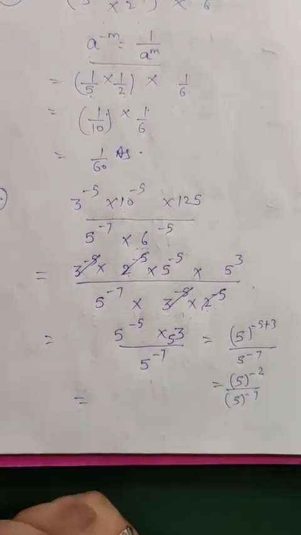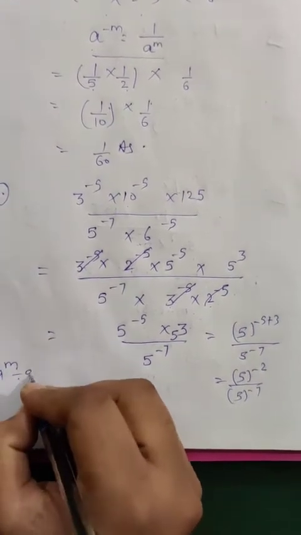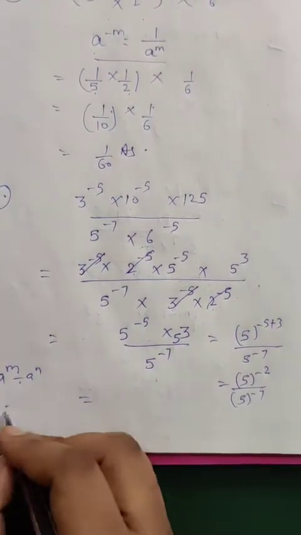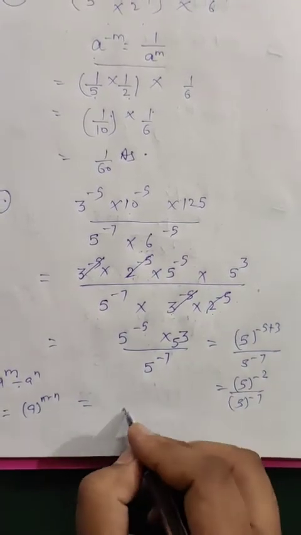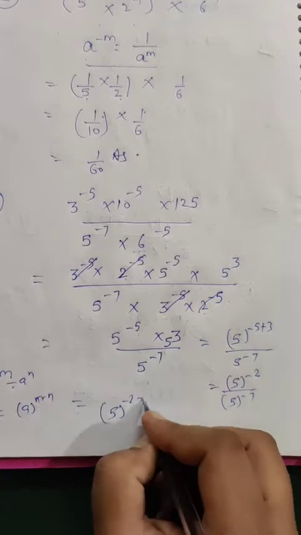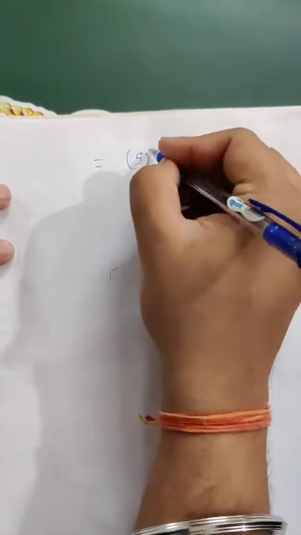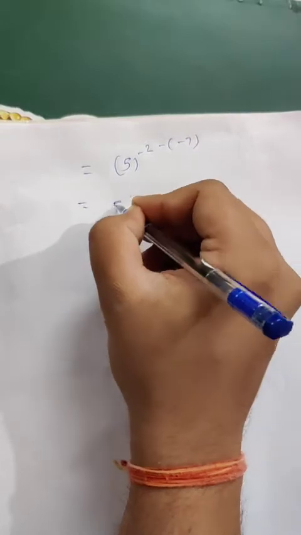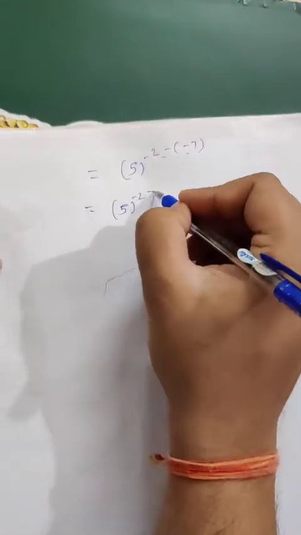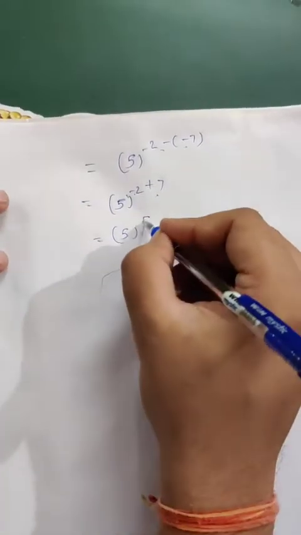Now when the division sign is there, as we know the law, a raised to the power m divided by a raised to the power n gives the result a raised to the power m minus n. So here 5 raised to the power minus 2 minus of minus 7. So 5 raised to the power minus 2 minus minus, that is plus 7. So 5 raised to the power 7 minus 2, that is 5.